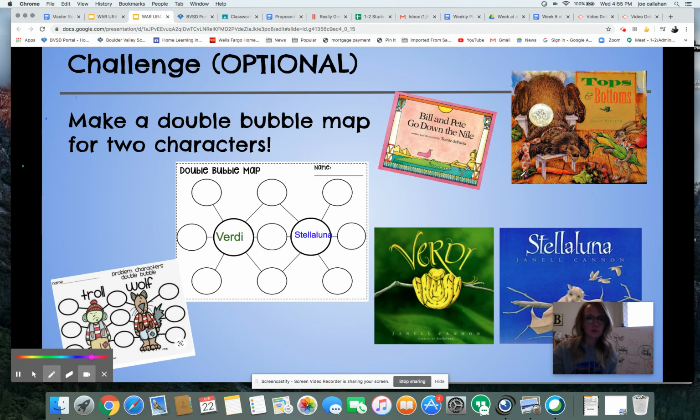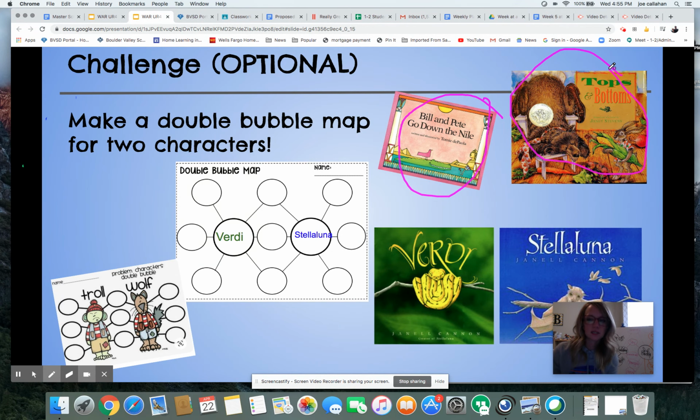For example, if you compare and contrast Bill and Pete, remember we did just Bill and then we did just Pete in our last lesson? That'd be pretty cool to compare and contrast them to see what you come up with. They are two characters from one book. You could do the same thing with tops and bottoms that we've previously read as well. You could compare and contrast the bear and the hare. Or you can compare and contrast two characters from two separate books.